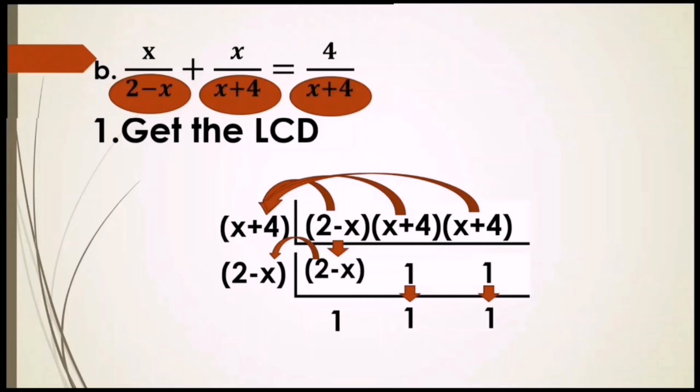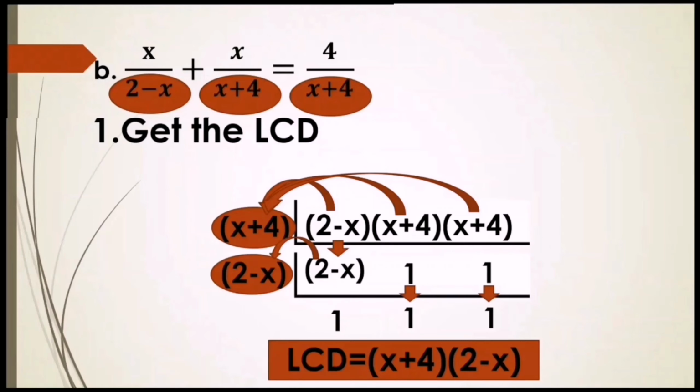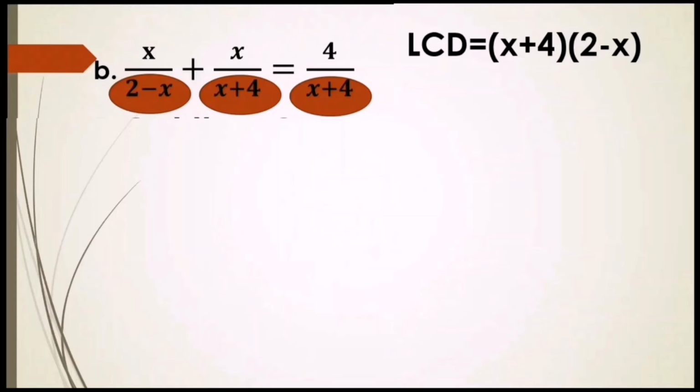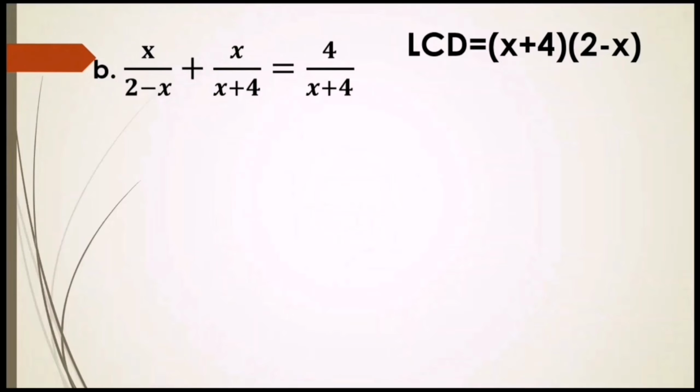And then after that, you are going to multiply x plus 4 and 2 minus x. Therefore, our LCD is x plus 4 times 2 minus x. Now, what are we going to do with our LCD? Remember the second step? Second step is to multiply the LCD on our equation.